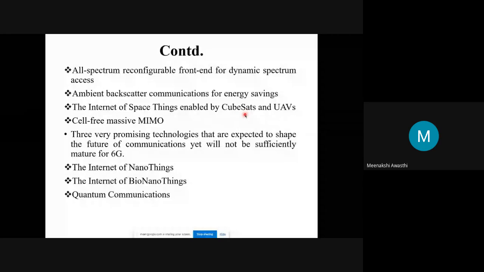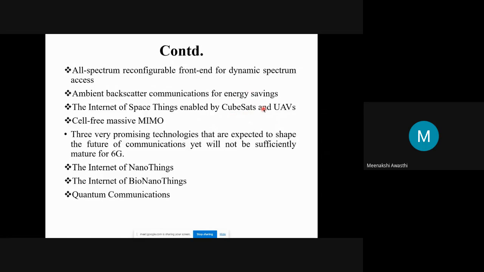It is a nano-level architecture of satellites, which is very lightweight, and many countries have already launched CubeSats. There is also research going on to reduce the size a lot, but CubeSats will be the future of the Internet of Space Things. We'll be using the internet with the help of these CubeSats. UAVs are also very much needed in future wireless. With the help of UAVs and CubeSats, this Internet of Space Things will be deployed.